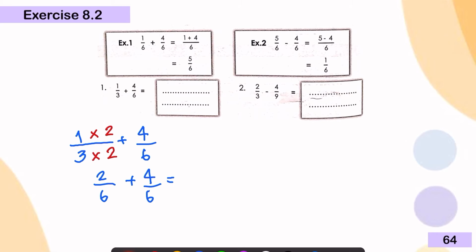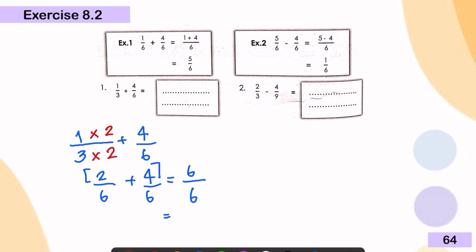Now, can you tell me the answer? I want you to check the denominator again and tell me, are they equal or not equal? So, the denominators are equal. Can you tell me if the denominators are equal, can we add fractions? Yes, we can. Just like I said, you keep 6 for your answer and you add the numerators together. Okay, 2 plus 4 is 6. So we have 6 over 6.